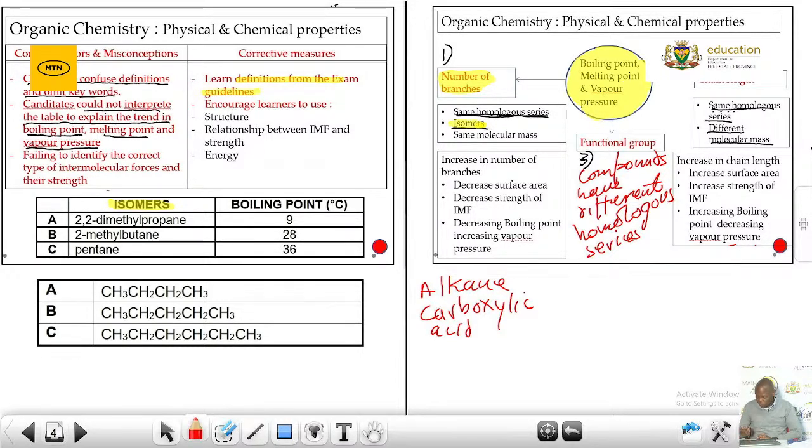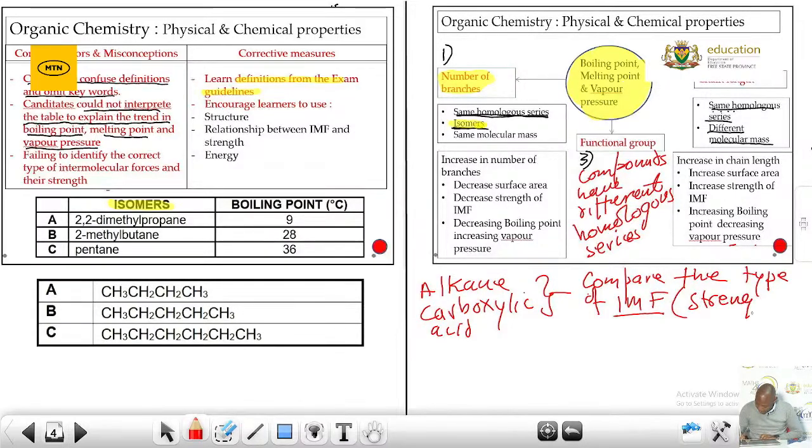And the fact that they belong to the different functional groups, it basically says I need now to compare what? The type of intermolecular forces. Compare the type of intermolecular forces, and focusing more on the strength of intermolecular forces. So I will say now compound A, which is an alkane, has London forces. Compound B, which is a carboxylic acid, has now London, dipole, but the strongest one in this instance will be a hydrogen bond.